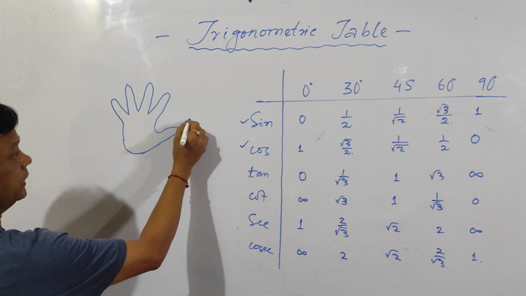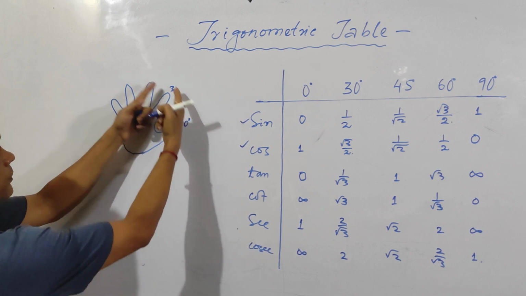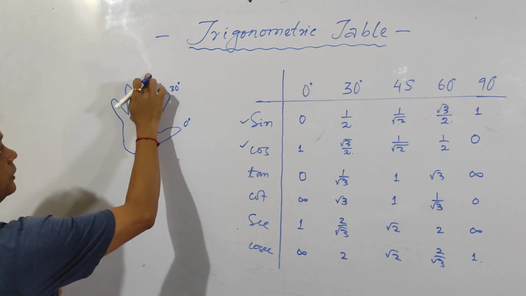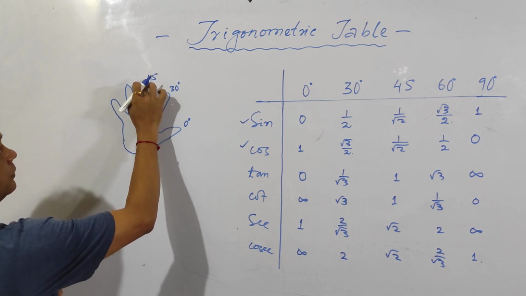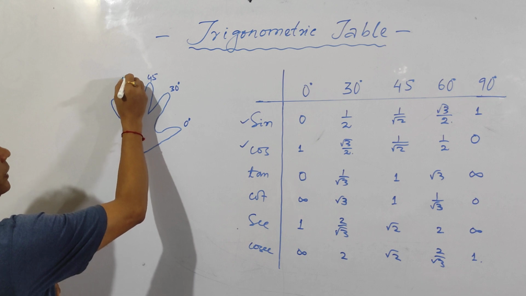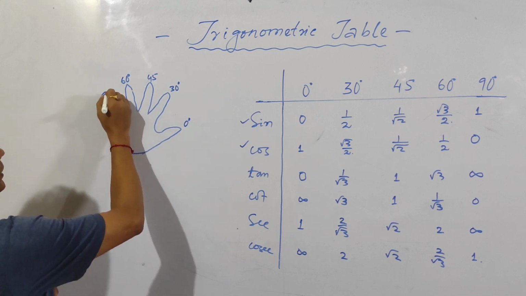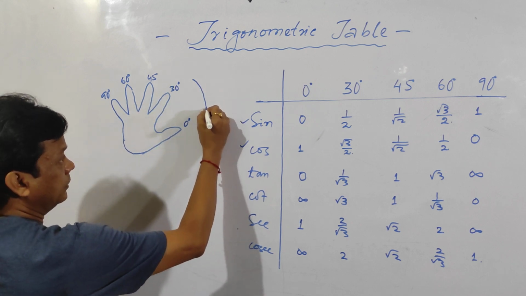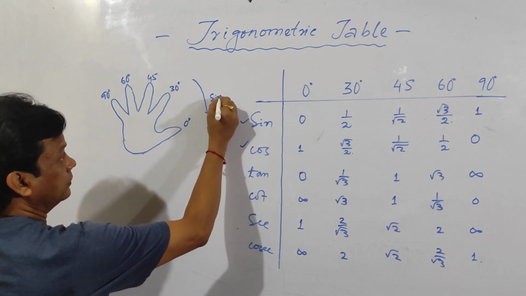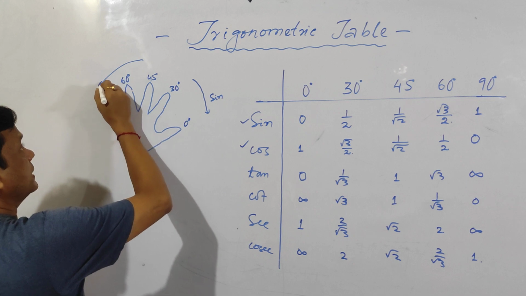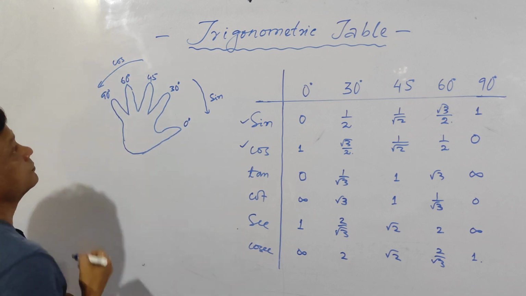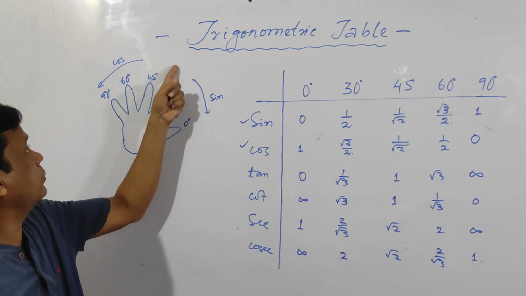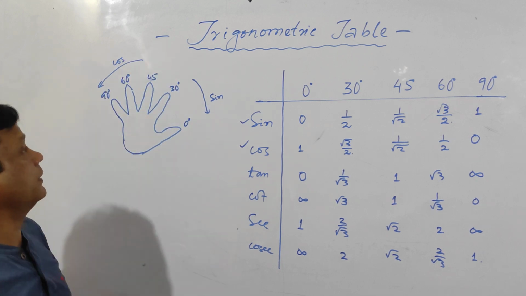This one is 0 degree. This one, either you can take from this side or from this side, anything. 30 degree, 45 degree, and 60 degree. It is 90 degree. And always take sine towards 0 degree and cos towards 90 degree. In order to remember, take sine towards 0 degree and cos towards 90 degree.